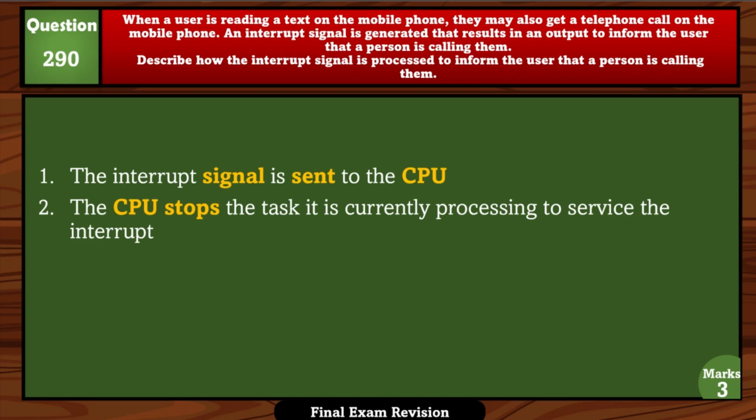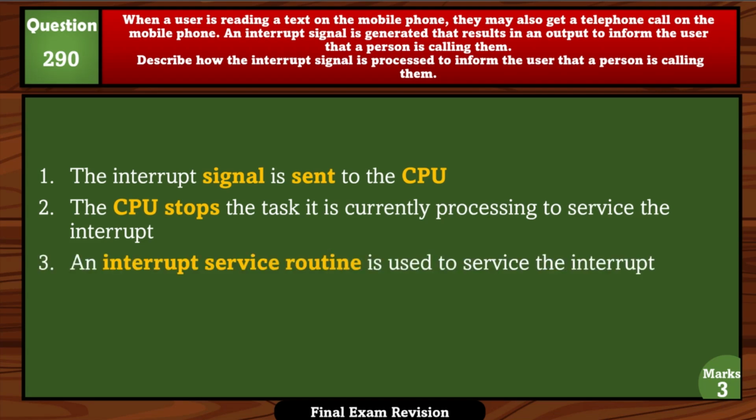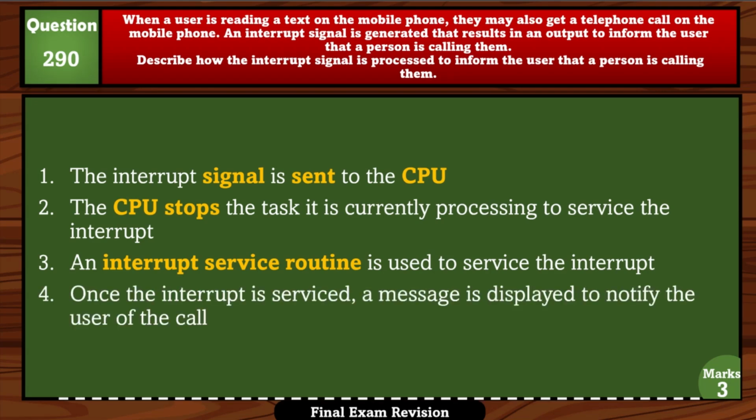The CPU stops the task it is currently processing to service the interrupt. An interrupt service routine, or ISR, is used to service the interrupt. Once the interrupt is serviced, a message is displayed to notify the user of the call.